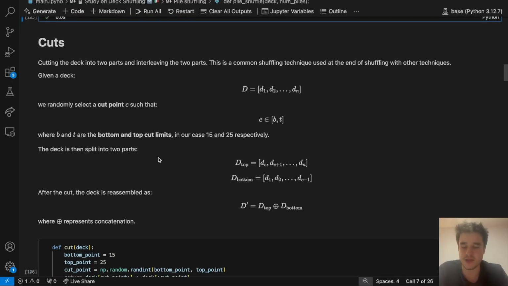So then cuts, basically we have a range, like the 15th to 25th card, so the middle of the deck, and we just chop randomly between these two points, and we reverse the order of the deck, right?